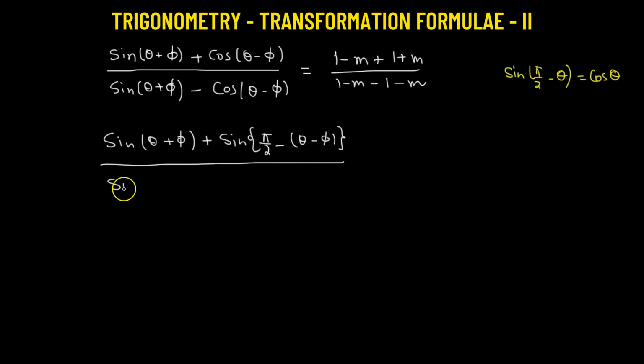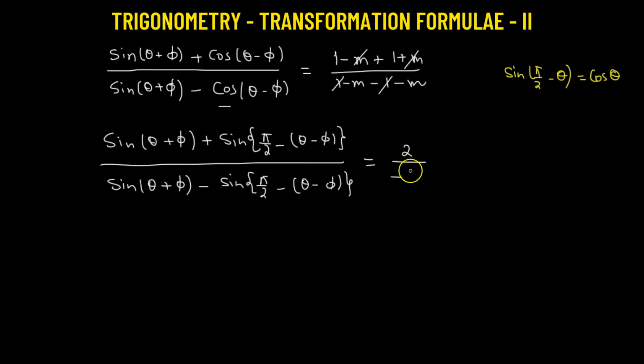So we have sine of (theta plus phi) minus, converting this cosine to sine, sine of the angle (pi over 2 minus (theta minus phi)). Fine. On the right hand side, we have negative m and positive m cancelling out, so we have 2 in the numerator, and the 1 and 1 cancelling out, so we have negative 2m in the denominator. The reason we made this conversion is that in the numerator we now have the sum of two sine functions, and in the denominator the difference of two sine functions.